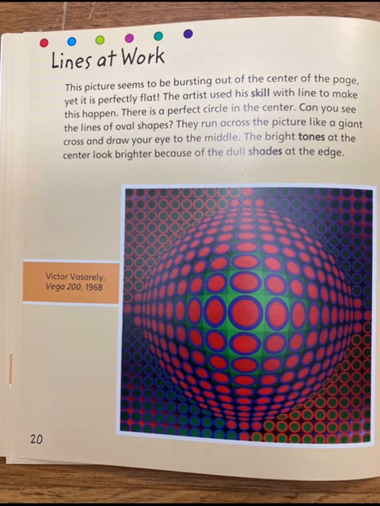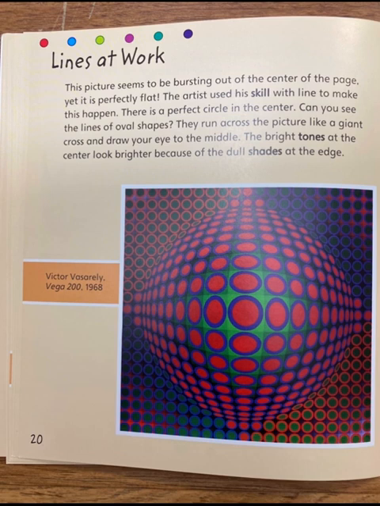It says they run across the picture like a giant cross and draw your eyes to the middle. Look again. Yeah, they do. Now it's getting more optical illusion-y. It says the bright tones at the center look brighter because of the dull shades at the edge.